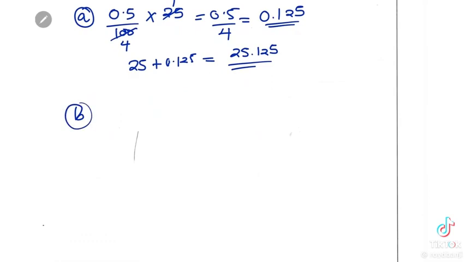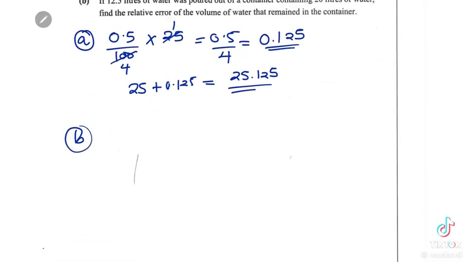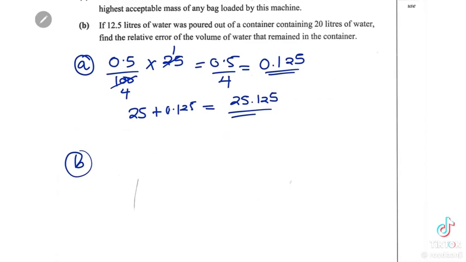Then for question B, we are told if 12.5 liters of water was poured out of a container containing 20. So here is a container containing 20. Then you lose 12.5, which means you remain with 7.5. Find the relative error of the volume of water that remained. So what remained is 7.5 liters. That is what remained. So find the relative error.